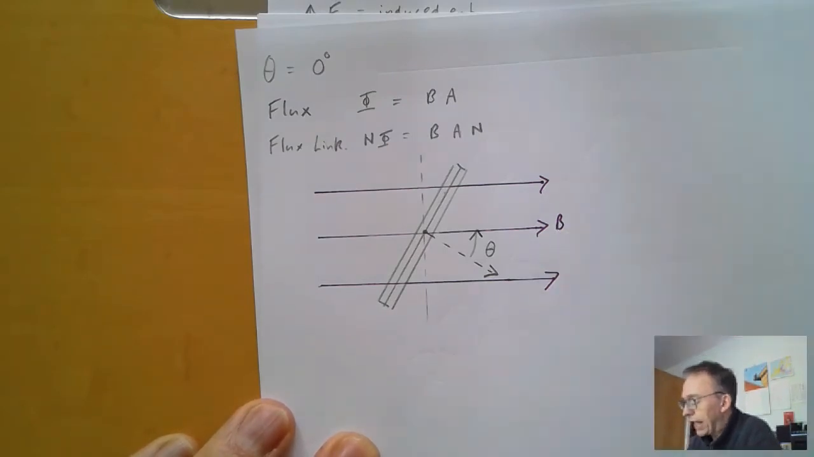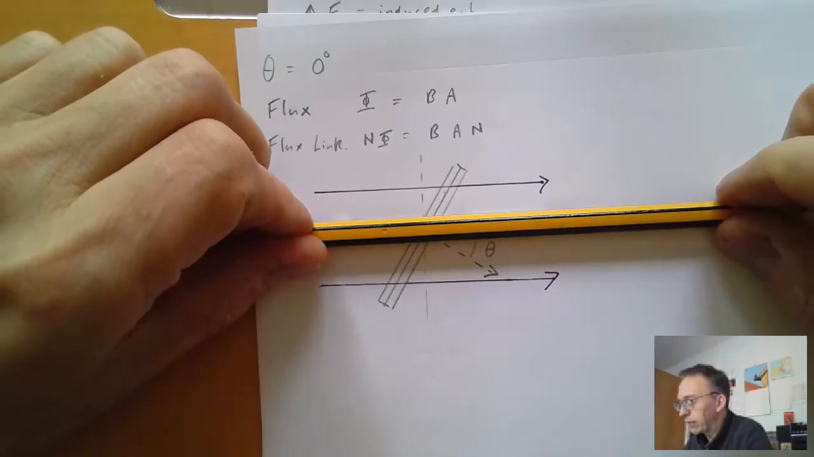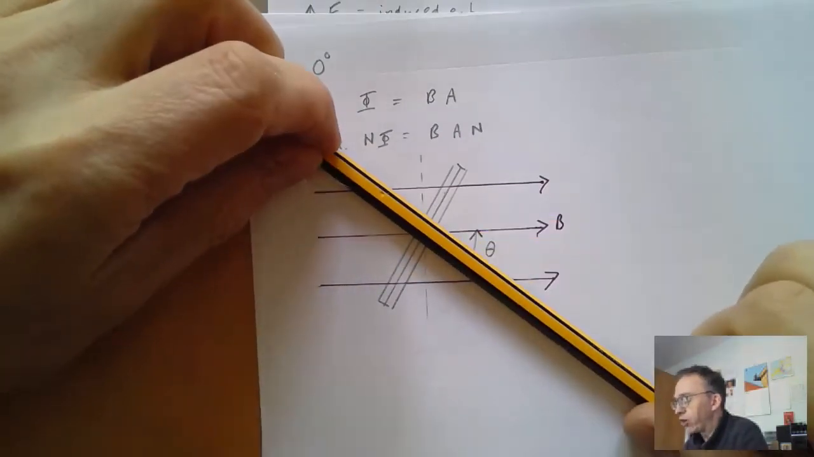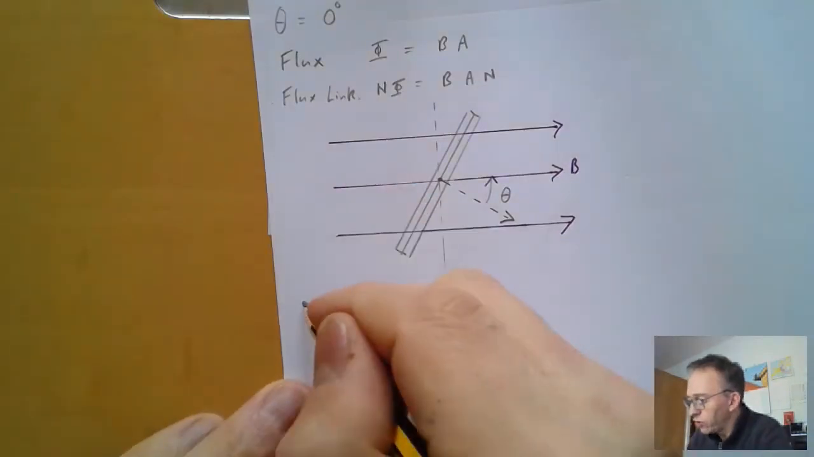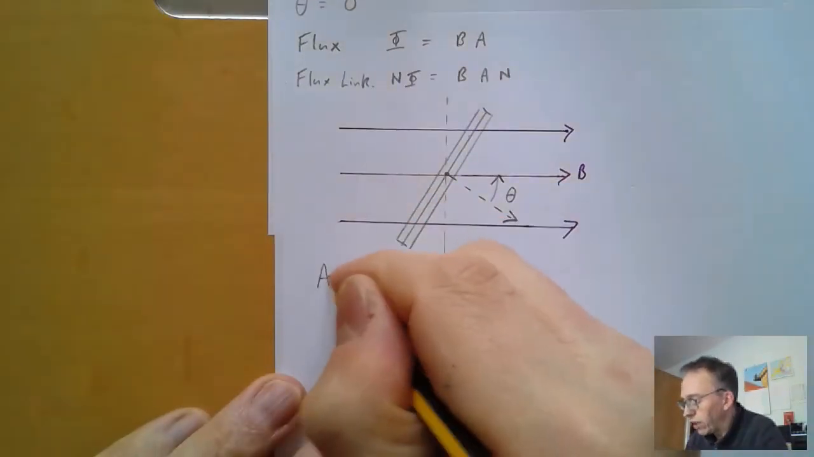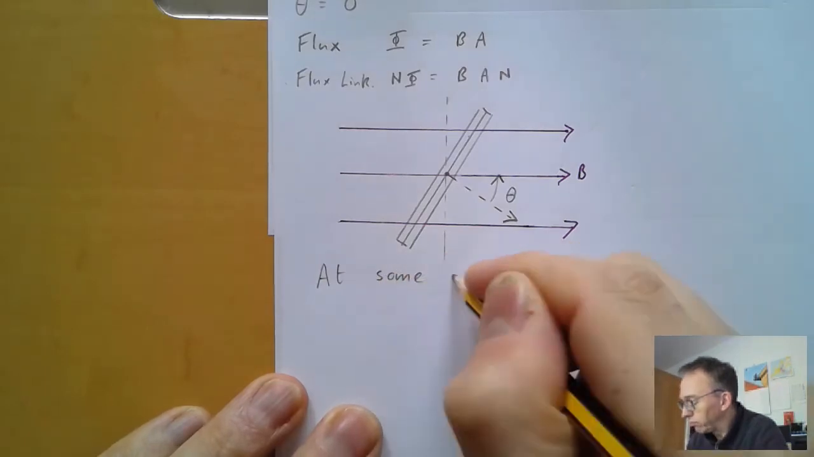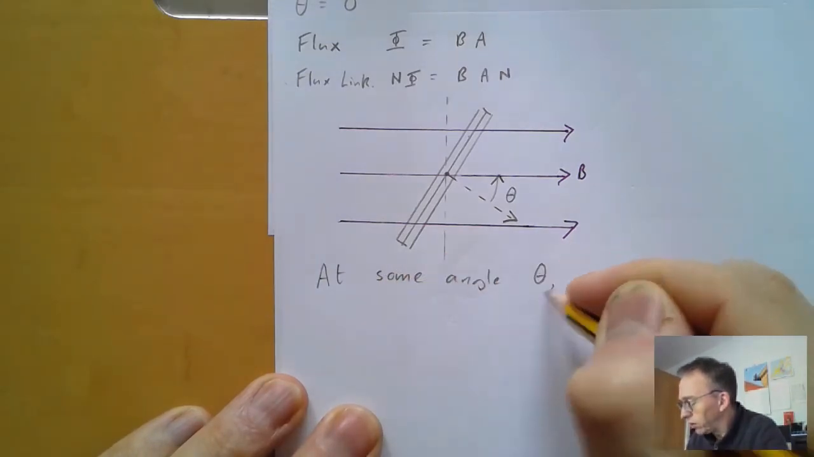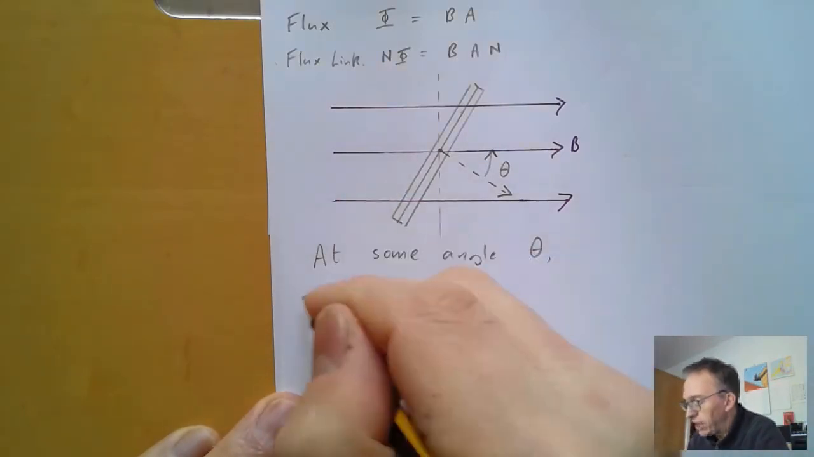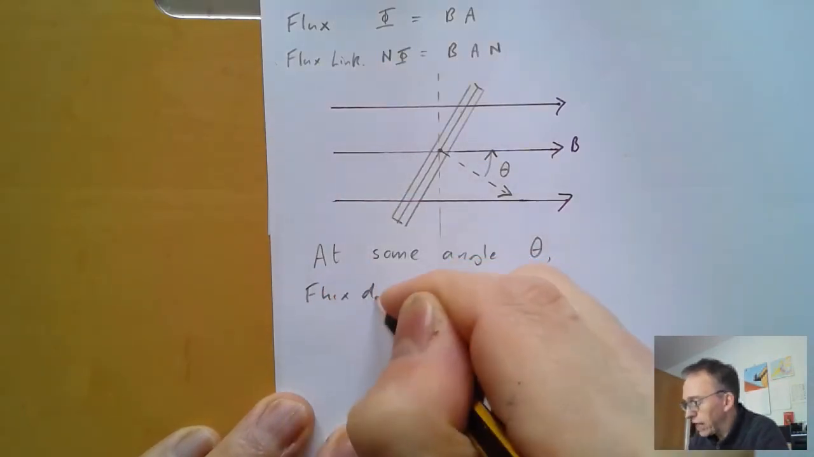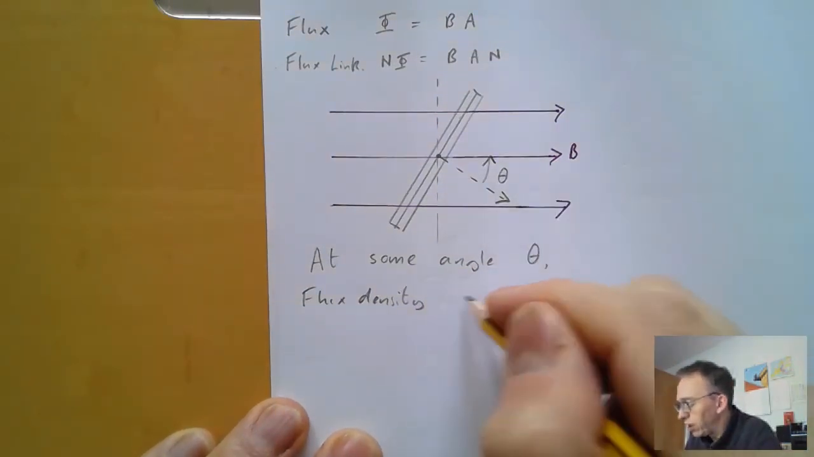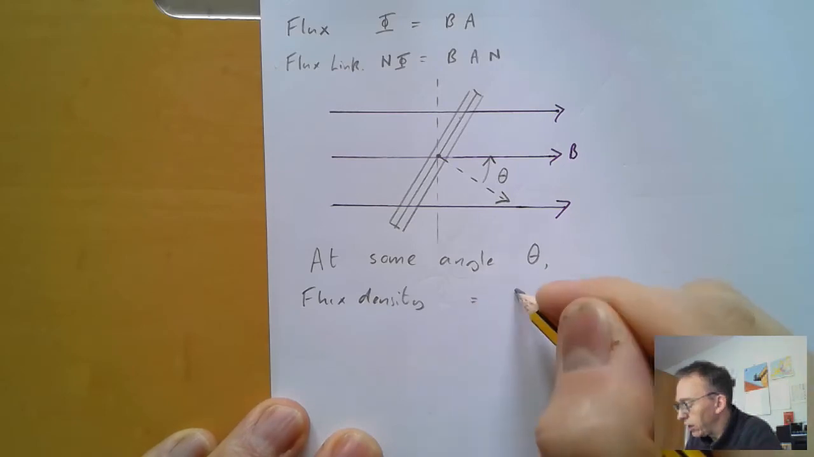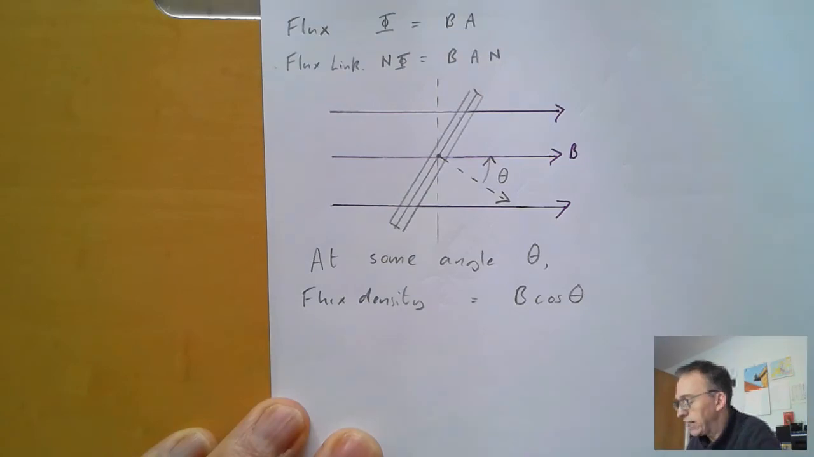So in that case, we can resolve the magnetic field vector through the angle theta, and the component of the field which passes through the coil is going to be B cos theta. So at some angle theta, the flux density linking the coil is B cos theta.